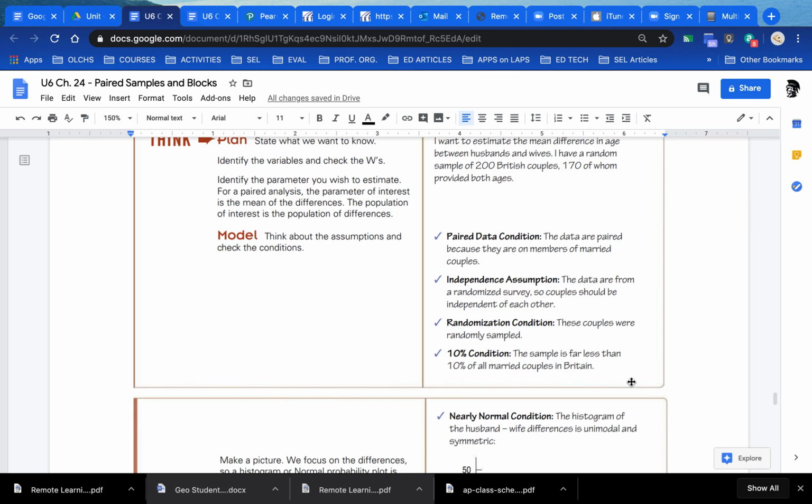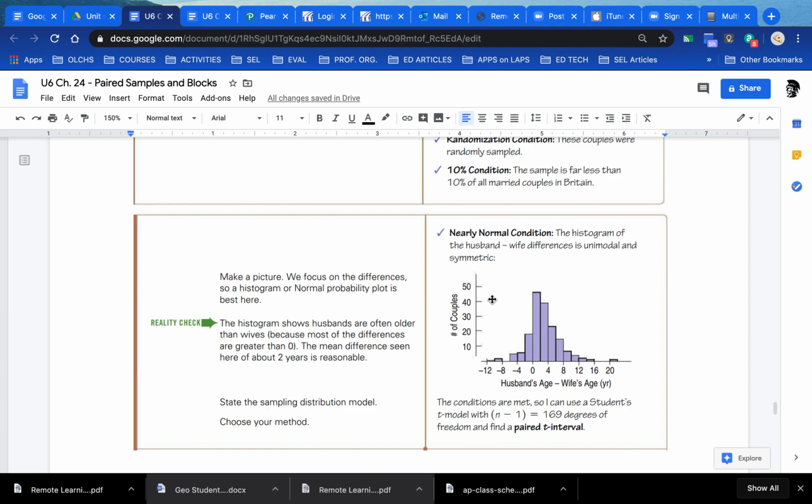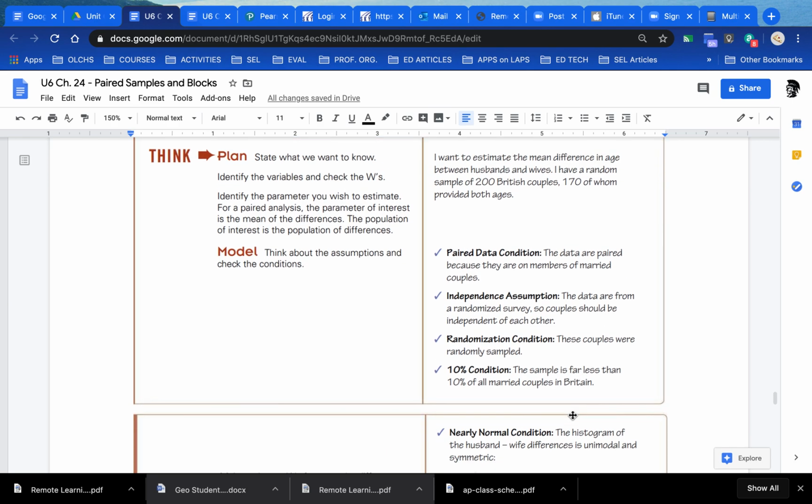And then lastly, nearly normal. Now, if you're given summary data, you don't actually have an ability to make a histogram. So the book did. They did have all 170 couples' data, which you can see is normal. But remember what we could simply say from inference. If you have 170, like means in this case, the central limit theorem would kick in.